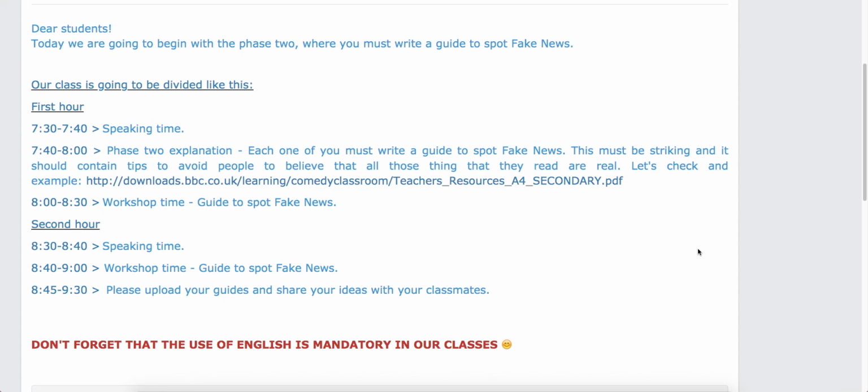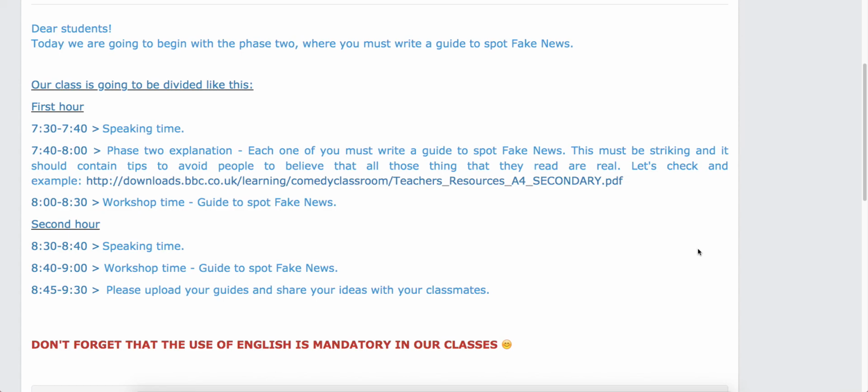So you can say, hello, in this manual you are going to find different tips to spot fake news that are going to be really useful, blah blah blah. An introduction. As soon as you finish with the introduction, you can begin with your manual. You can begin with the tips. So, cover page, introduction, tips.